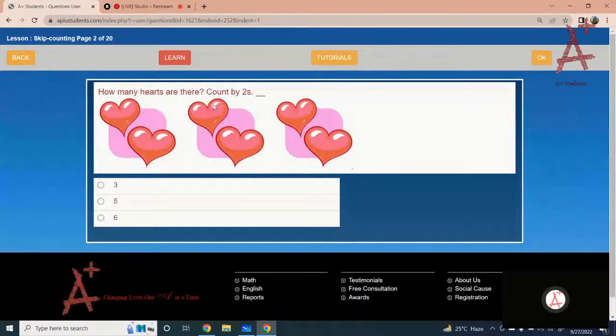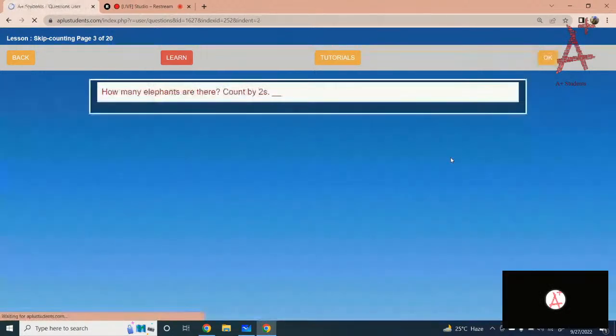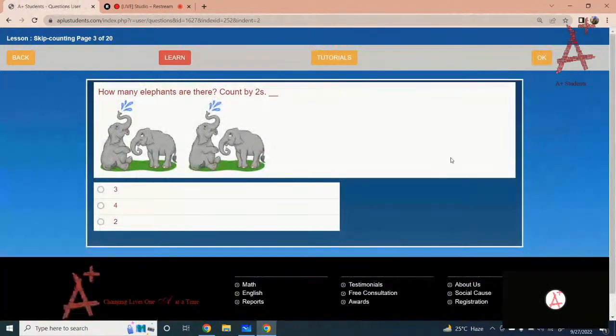Okay. How many hearts are there? Count by twos. So 2 and 2 makes 4, and then 4 and 2 is 6. So they are 6. Got it? Select the correct option and move on to the next question.